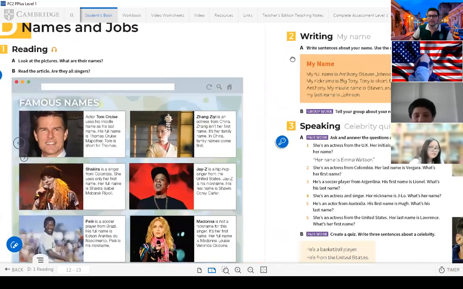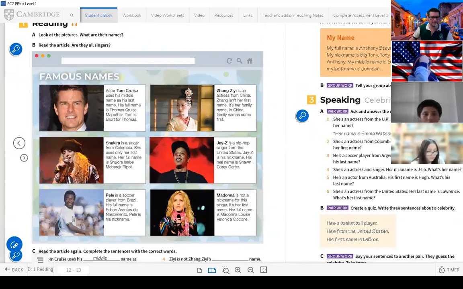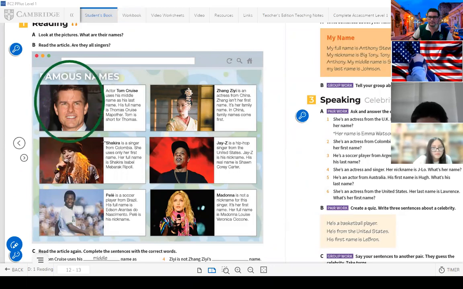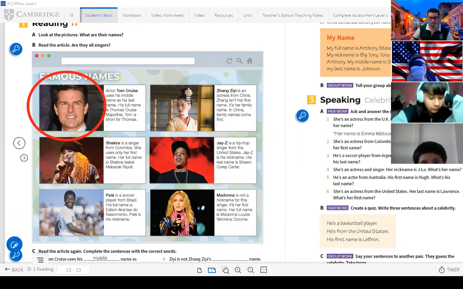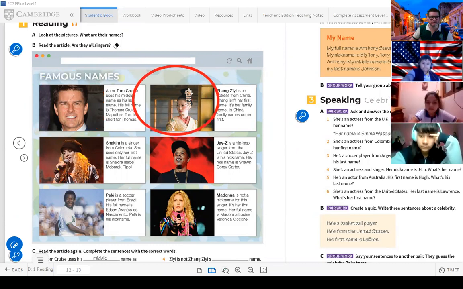Yeah, well, we have here, look at the picture. What are their names? This is gonna be open microphone. Open microphone. You tell me. You know the names of these famous people? Who's he? Do you know? Tom Cruise. Yeah, Tom Cruise. Right? Tom Cruise. What about the lady? Who's she?